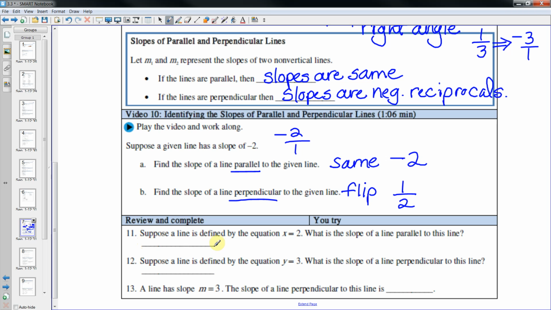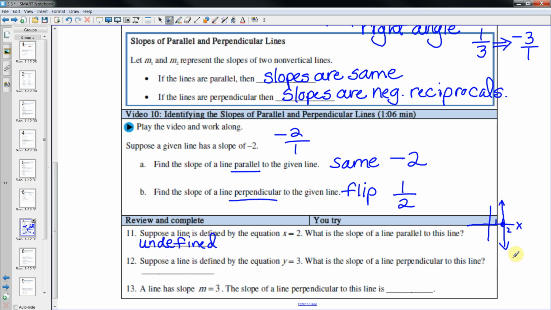So suppose a line is defined by the equation x equals 2. What is the slope of the line parallel to this line? Well, let's think about that, and let's just draw a little sketch over here. If you'll remember, x equals 2 means we're going to have a vertical line at x equals 2. So that's on my x-axis. So the slope of the line that's parallel to this one, this has an undefined slope. So its parallel line is also going to be undefined.